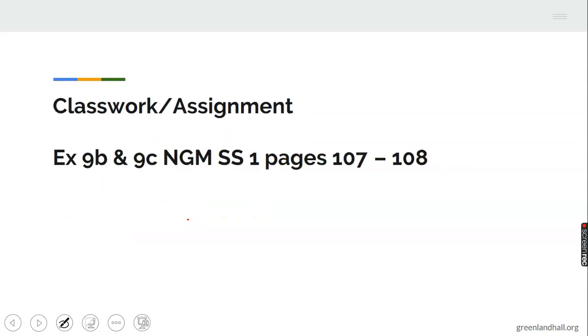Take this one as a classwork assignment. Exercise 9B and exercise 9C, New General Mathematics exercise 1, on pages 107 to 108. They're very simple.